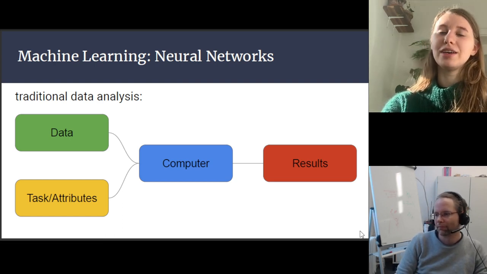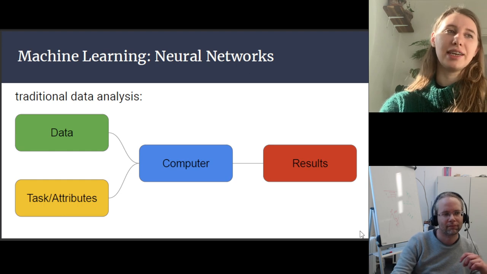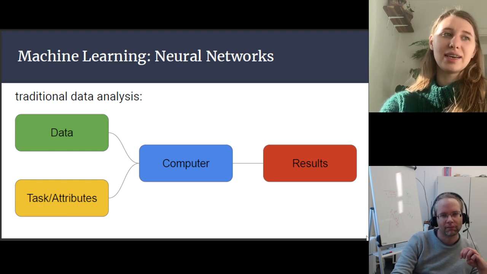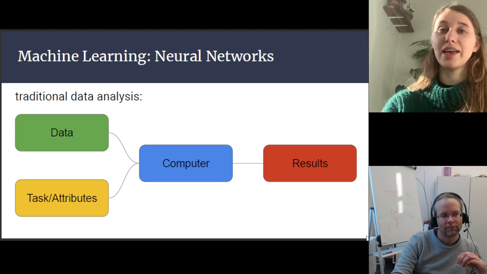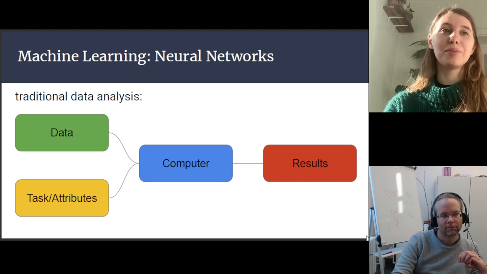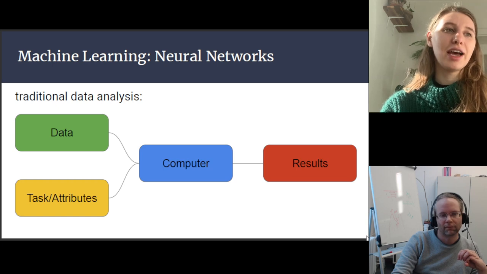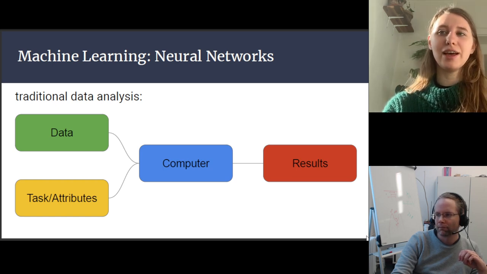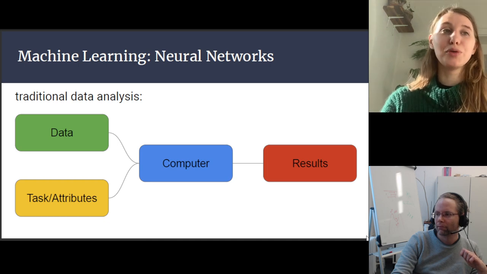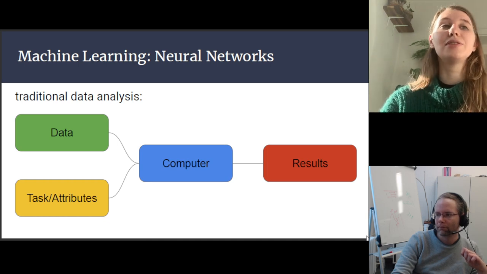So we have the usual analysis of data, which is that you have your normal data and then you say what your computer should do with it. For example, you tell it to calculate the median of your data. So you tell it, I give you the data and you have to do this, and then the computer tells you what the median is. So it gives you the result.